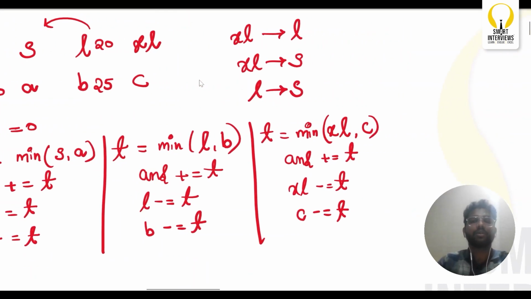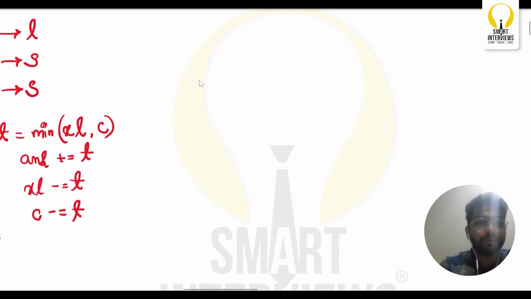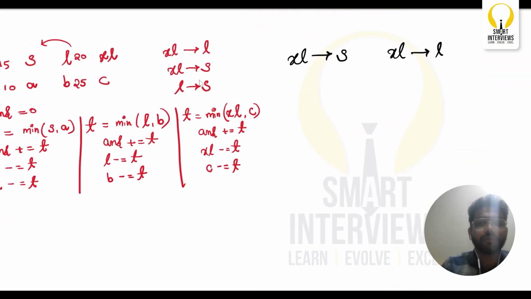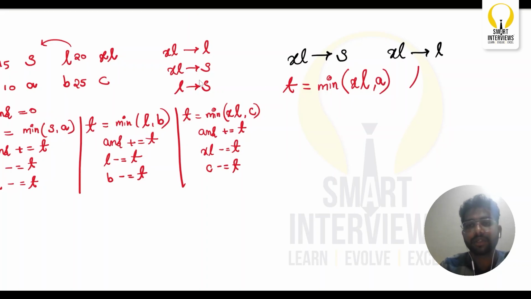Okay. Now what will I do? I'll try to convert XL t-shirts to S t-shirts or XL t-shirts to L t-shirts, right? These are two possibilities, right? Now how do I convert them? First, I need to know the minimum t-shirts available for me. So minimum of the remaining XL t-shirts, and if I want to convert them to S t-shirts, to whom do I have to give? To the remaining A people, right?